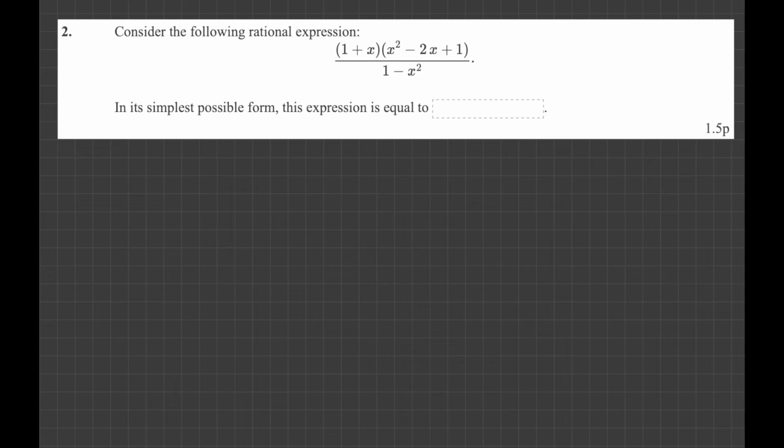Here, a rational expression is given to us and we are supposed to simplify it and write it in its simplest possible form in this empty space. So you remember hopefully from the lesson that if you want to simplify a rational expression, you have to factorize the numerator and the denominator as much as possible and then find the common factors from the numerator and the denominator and simplify them out. Okay, so let us just do that.